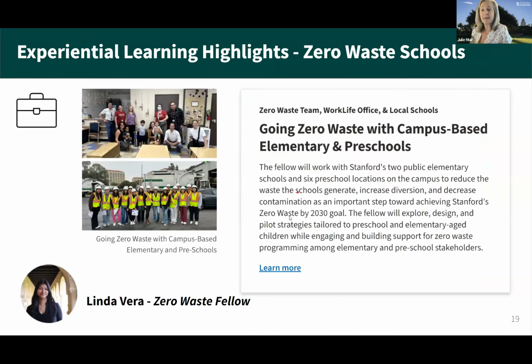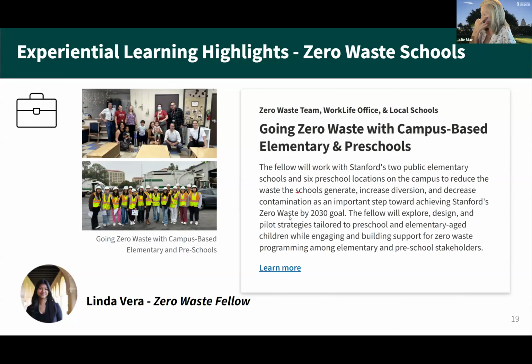Another one going along with the Living Lab fellowship that we have, we were able to bring 2 fellows in. One of them, we're a little bit unique. I don't know another university that has 2 public elementary schools on their campus, but we do. And there are around 1,000 people on this campus, from the kindergartners to the teachers and the principals. Plus, we have 7 preschools on campus.